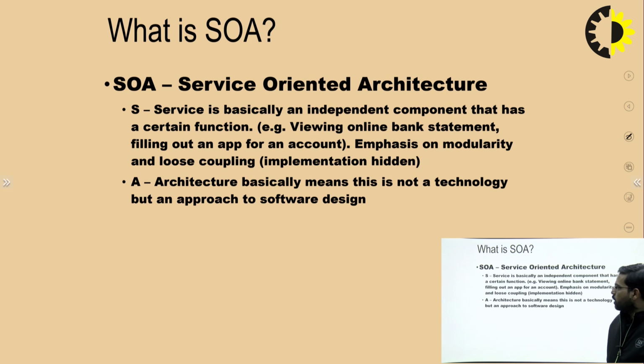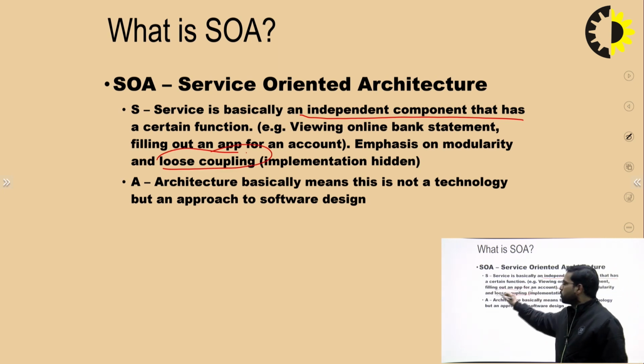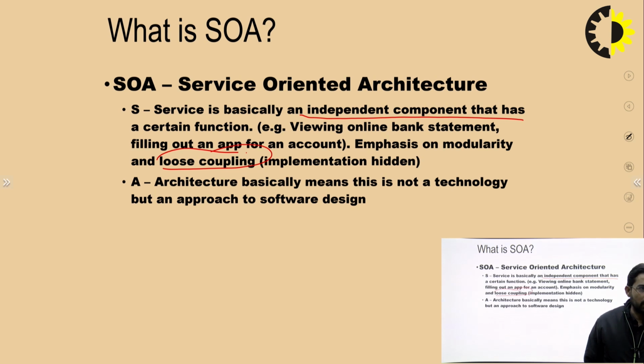What does SOA mean? As already discussed in the web technology lab, SOA means service oriented architecture. According to the name, we create an architecture based on services. A service is basically an independent component that has a certain function, like viewing an online bank statement or filling out an application for an account, with emphasis on modularity and loose coupling. What does loose coupling mean? Loose coupling means the implementation is hidden.